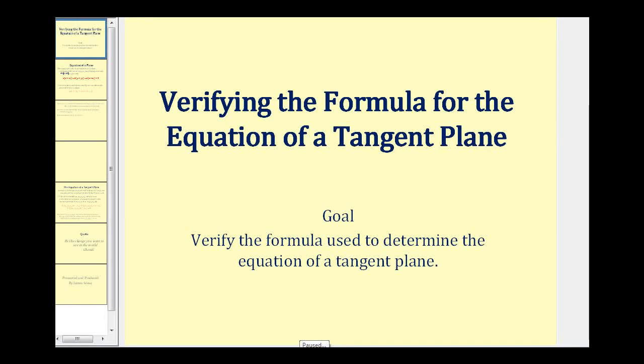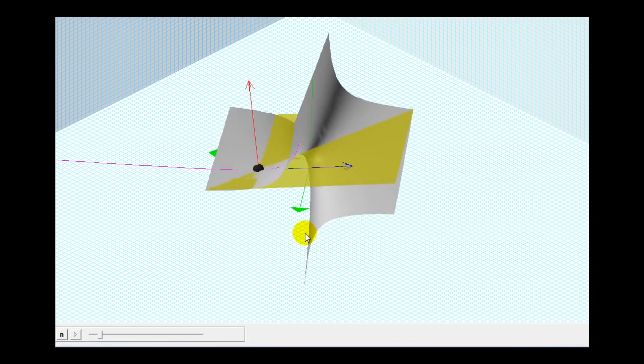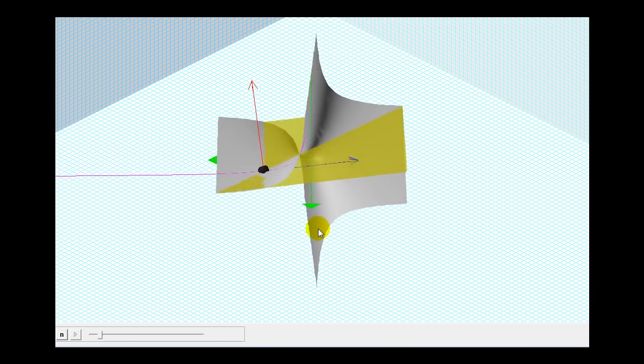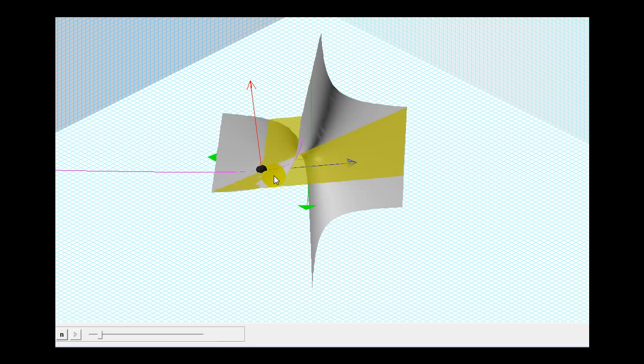Welcome to a video that will verify the formula for the equation of a tangent plane to a surface. Let's start by taking a look at a graph. Here we have a surface in gray and we have a tangent plane in yellow. The two vectors I want you to focus on are the red vector and the blue vector.